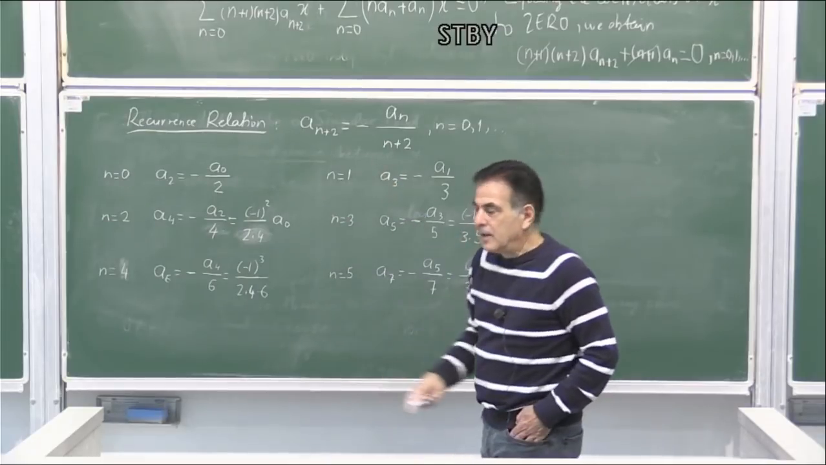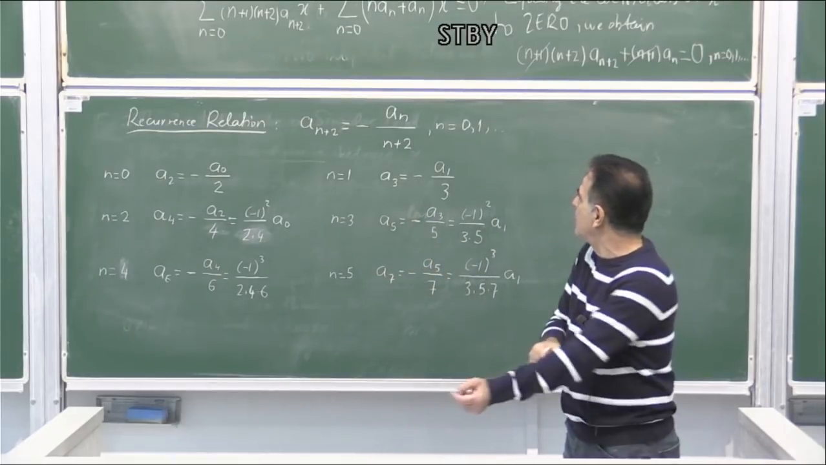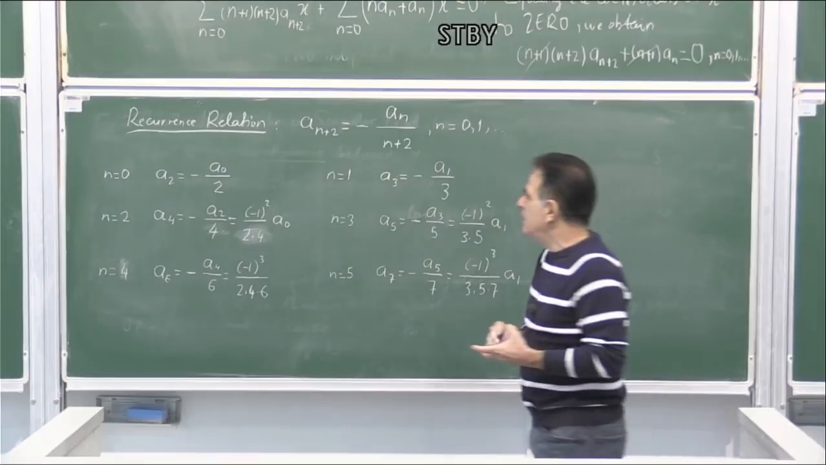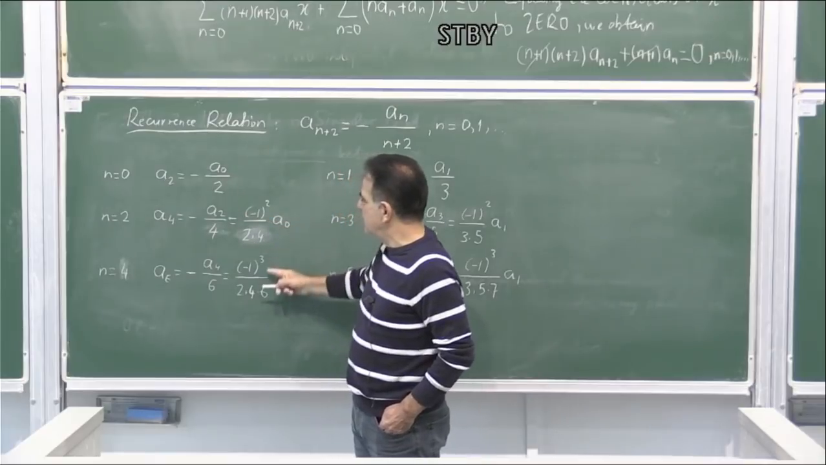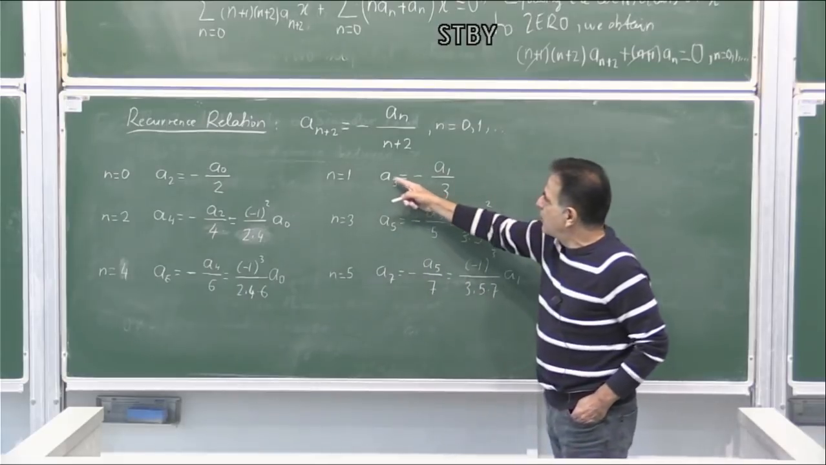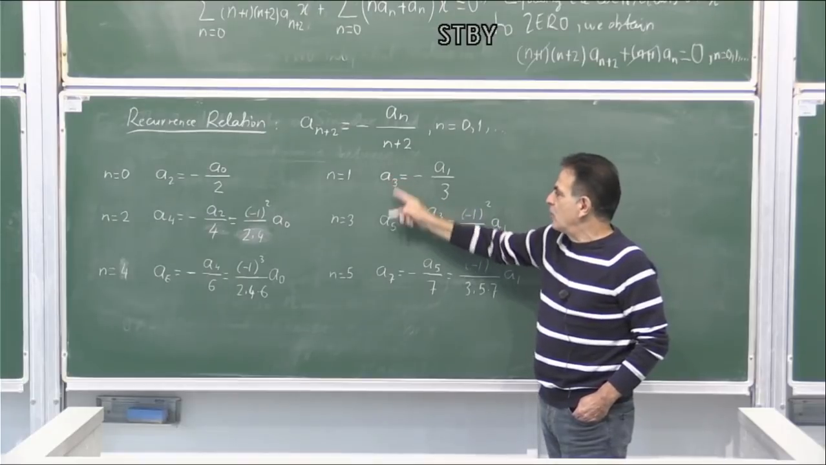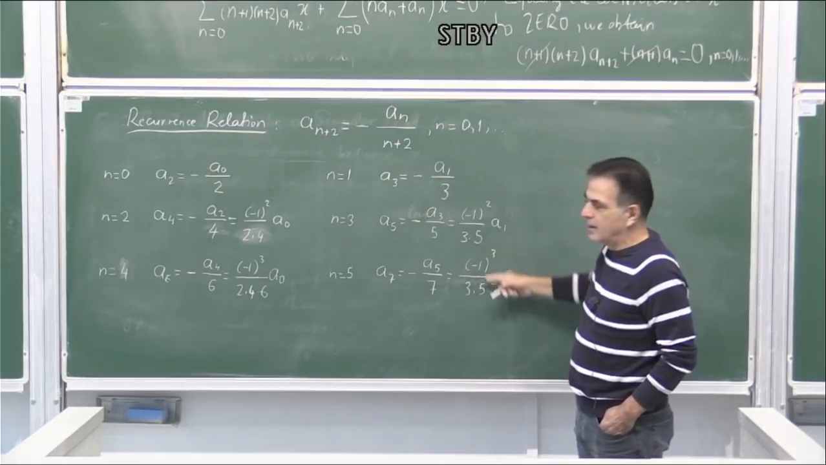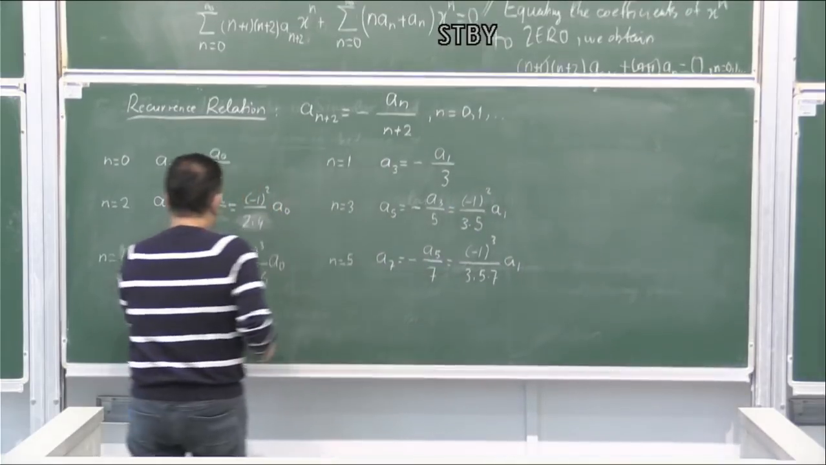So again, the calculation of the first few coefficients shows immediately that the coefficients with an even index are all proportional to a0. Okay, do not forget a0. And the coefficients with an odd index like a3, a5, a7 are all proportional to a1. Okay? And again, a nice structure is observed.